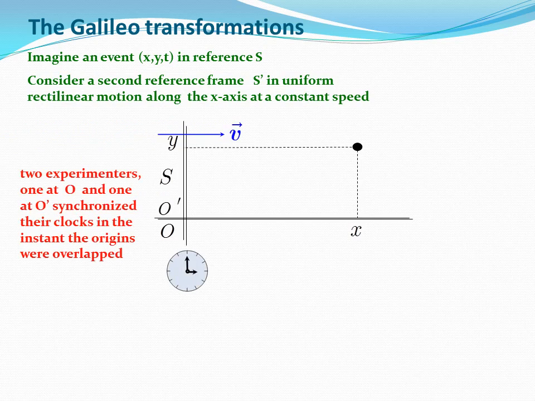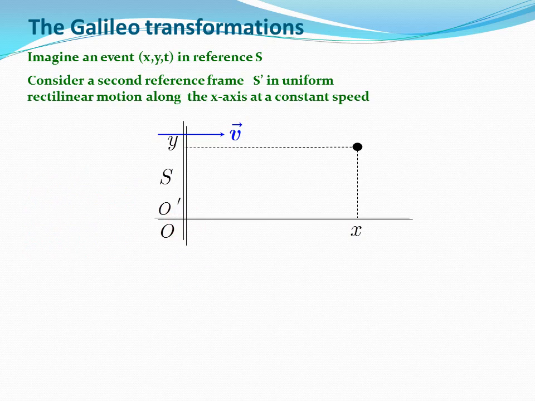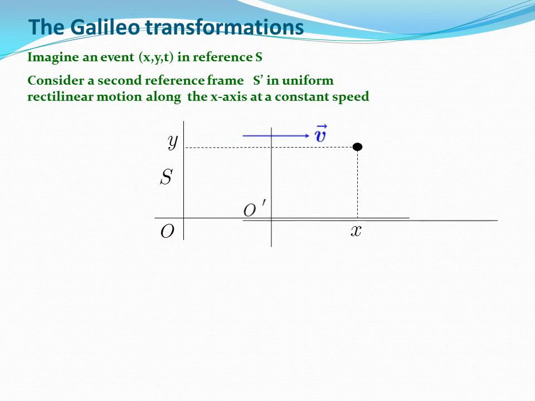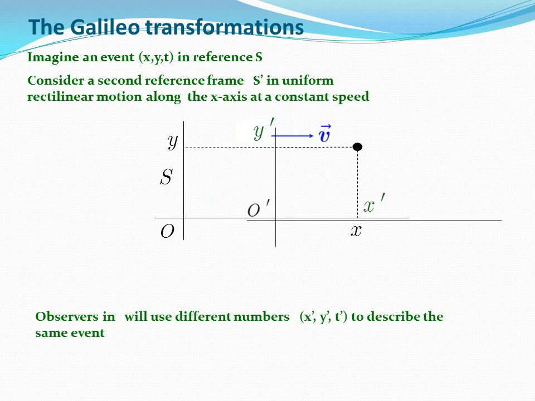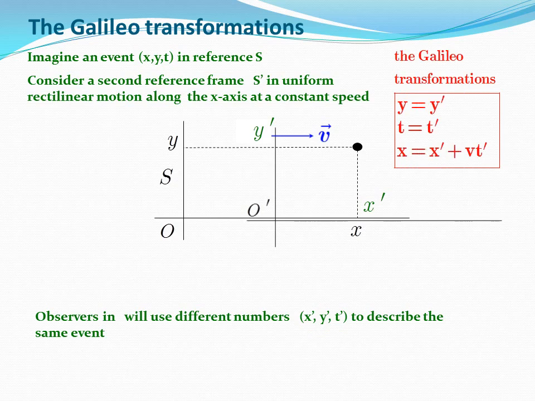In the instant when the two origins overlapped, two experimenters, one at O and one at O', synchronized their clocks. Of course, S' does not stop, it is an instantaneous action. Of course, observers in S' will use different numbers x', y', t' to describe the same event.